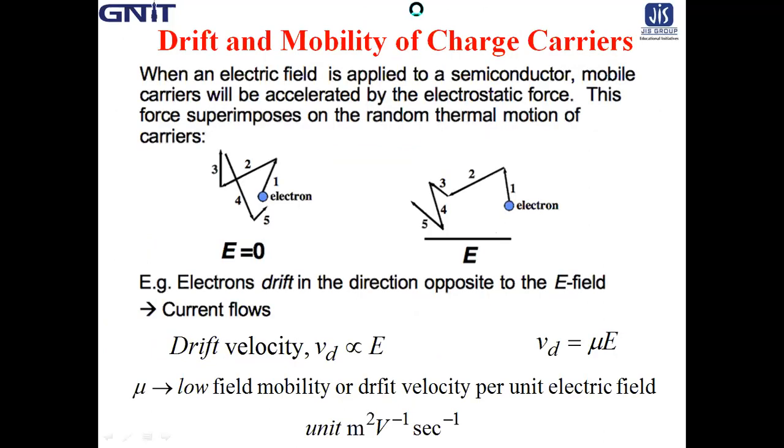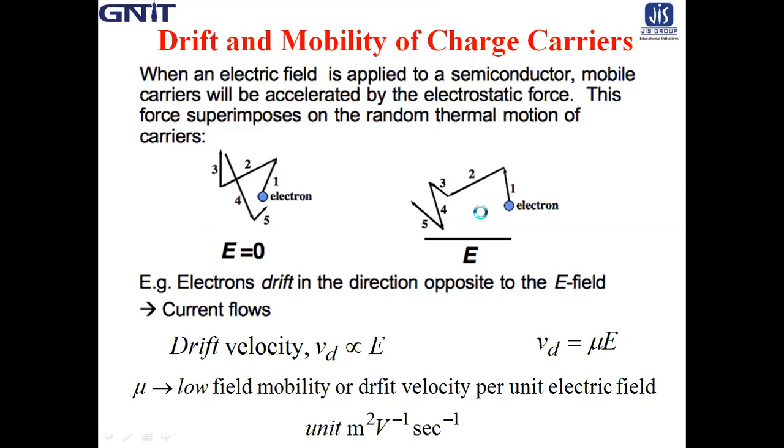Next is the drift and mobility of charge carriers. What is drift? The free electrons and holes move randomly, in a chaotic manner, in a semiconductor at any particular temperature due to thermal agitation. See in the figure, these free electrons can move in a random or chaotic manner.